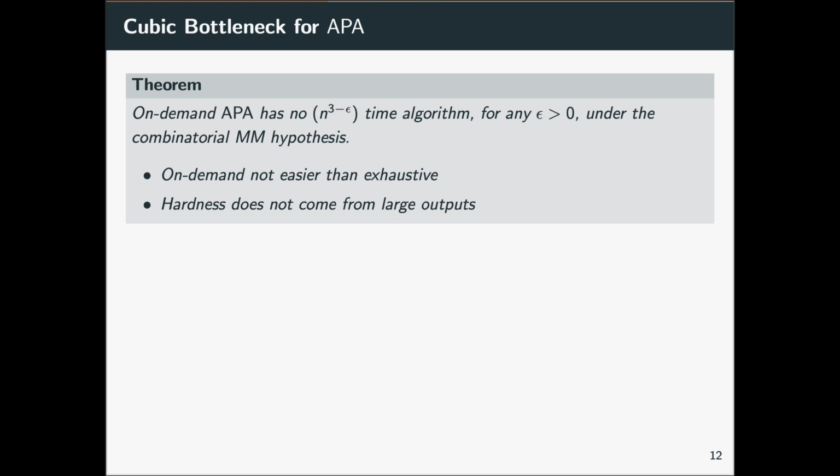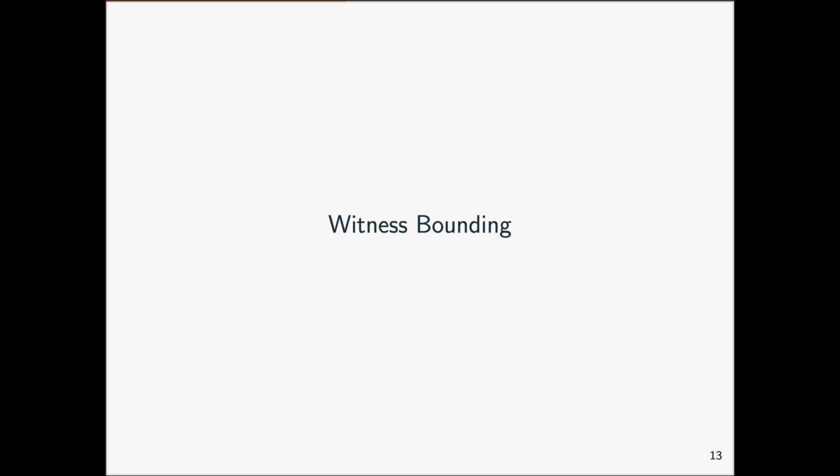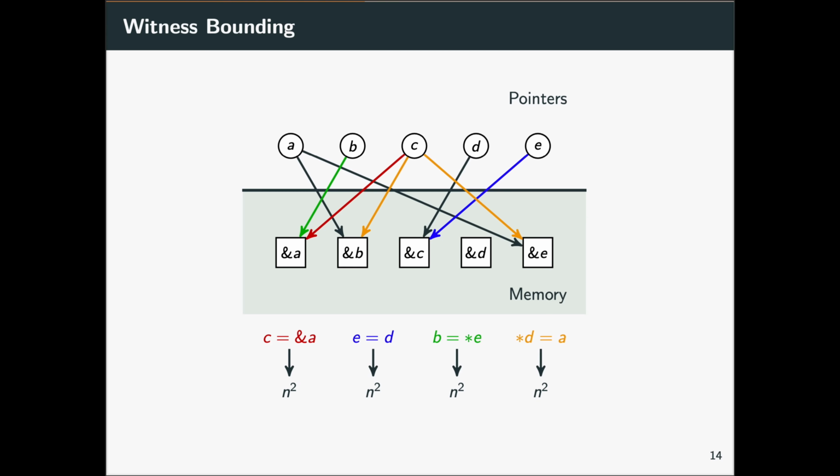As for the proof, we obtain it by showing that doing on-demand Andersen analysis is at least as hard as detecting whether an undirected graph contains a triangle, meaning a clique of size 3, which in turn has a combinatorial cubic lower bound. Now, a popular approach to speeding up static analysis is by looking for approximate solutions. This is achieved by restricting the search space by bounding the size of the witnesses. Since we have seen that even on-demand Andersen's analysis is unlikely to admit a subcubic bound, we proceed to investigate whether such improvement exists under witness bounding.